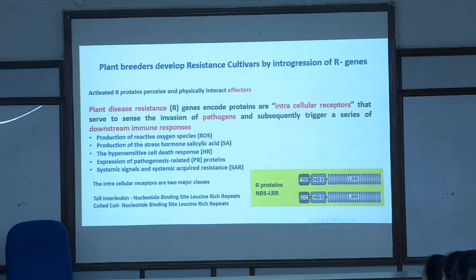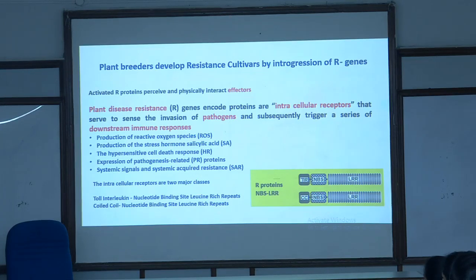Let us see how this is possible, right? The plant breeders have developed resistant cultivars by introgression of R genes. So what are these R genes after all? These R genes are, in my opinion, activated R proteins, perceived and physically interact with effectors. I was talking about the PRR physically interacting with PAMPs. Much similar to the story here. The effectors physically interact with the so-called R proteins.